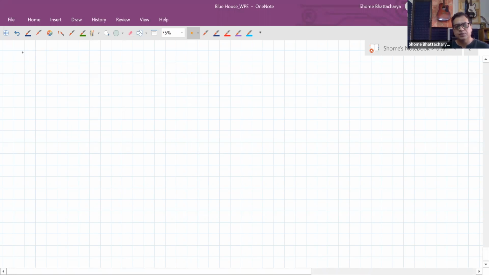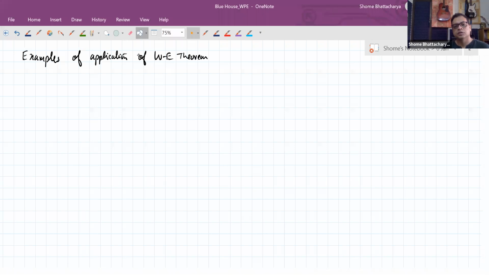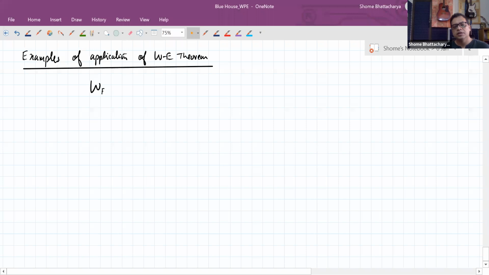So anyway, coming back to examples of application of work energy theorem. Okay, statement of work energy theorem, you know that work done by external forces plus work done by non-conservative forces in general is the change in kinetic energy plus change in potential energy, where delta U is defined as negative of work done by internal conservative forces.